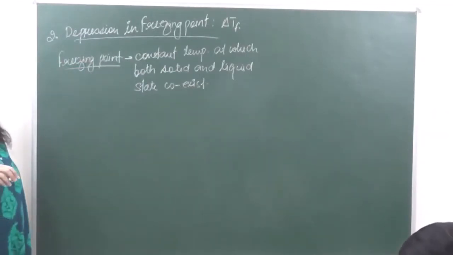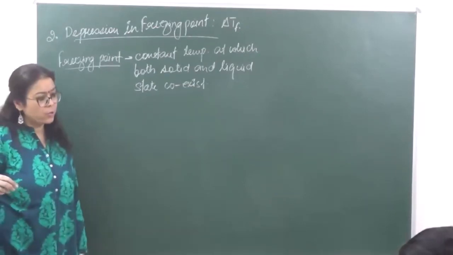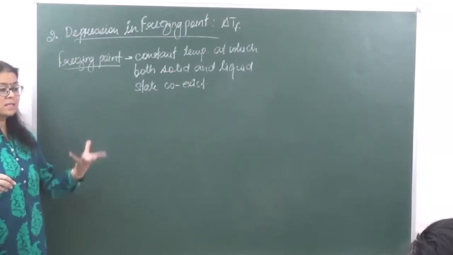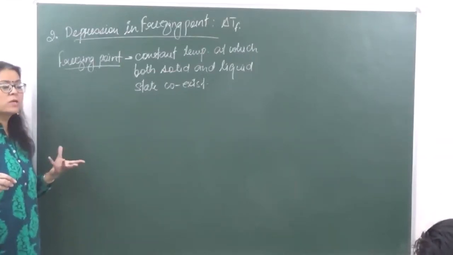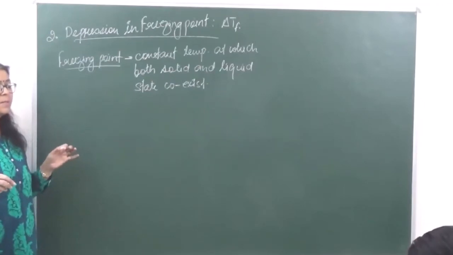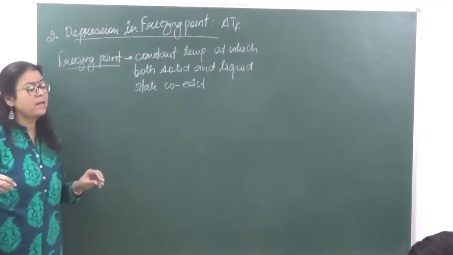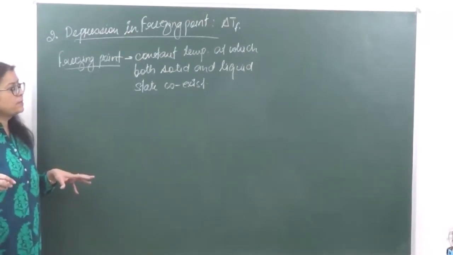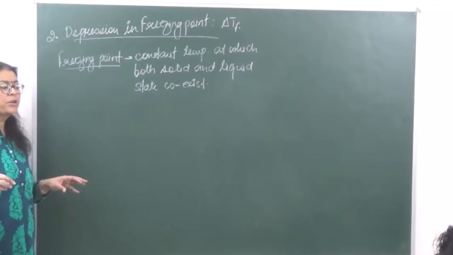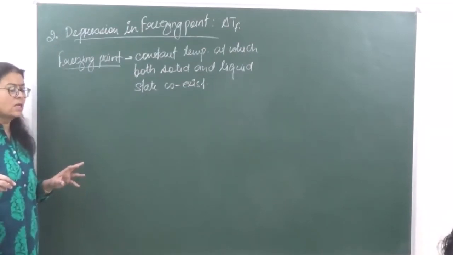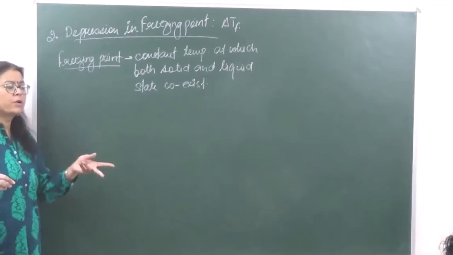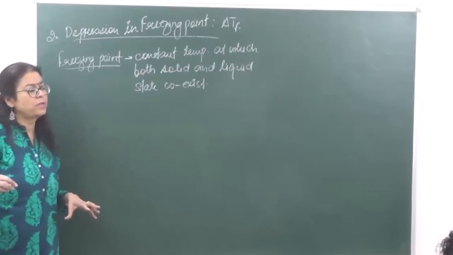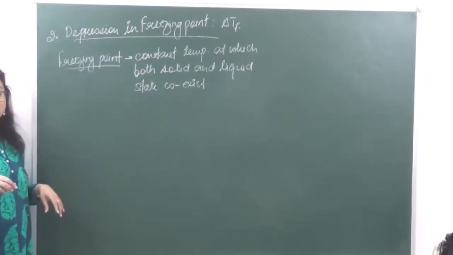Basically, freezing point is what? When the solid is being converted into liquid. The point at which it starts converting into liquid is known as the freezing point. So at that particular point, the solid state is going to be there, and the liquid state is also going to be there. For example, we say that the freezing point of water is 0 degrees Celsius. So at 0 degrees Celsius, both are going to be there. Ice is also going to be there and water is also going to be there. Got it? So that is what the freezing point is.